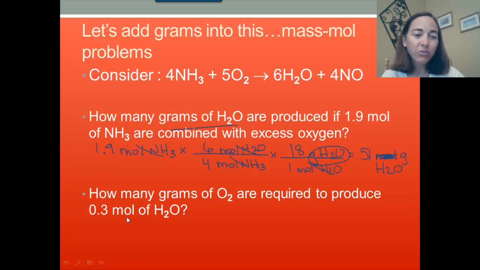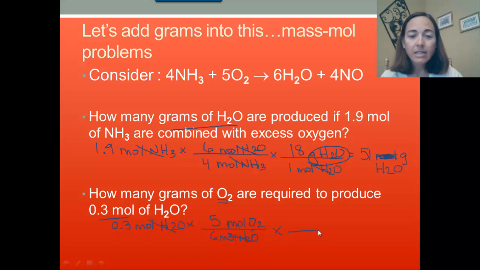Alright guys, last one. I'm starting with 0.3 moles of water. So I'm going to write that as my given. I need to figure out oxygen in this problem. So I want these moles of water to cancel on the bottom, and I want moles of oxygen as my new chemical. Remember, we'll fix the chemical first, we'll fix the unit second. So moles of water here will cancel with moles of water given. The ratio of oxygen to water in this balanced equation is 5 to 6.